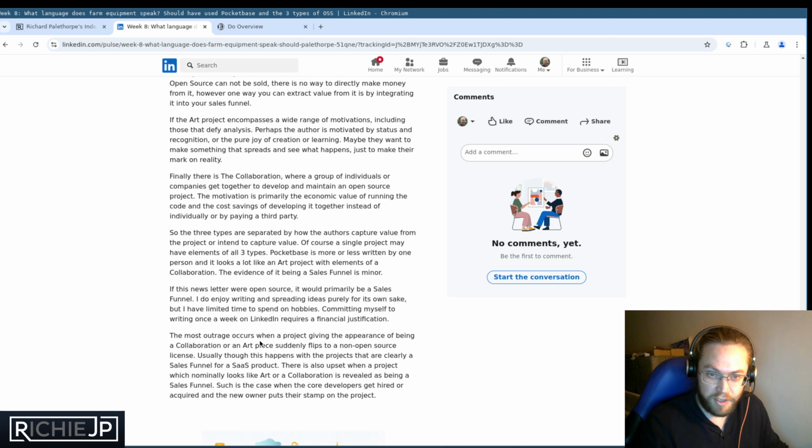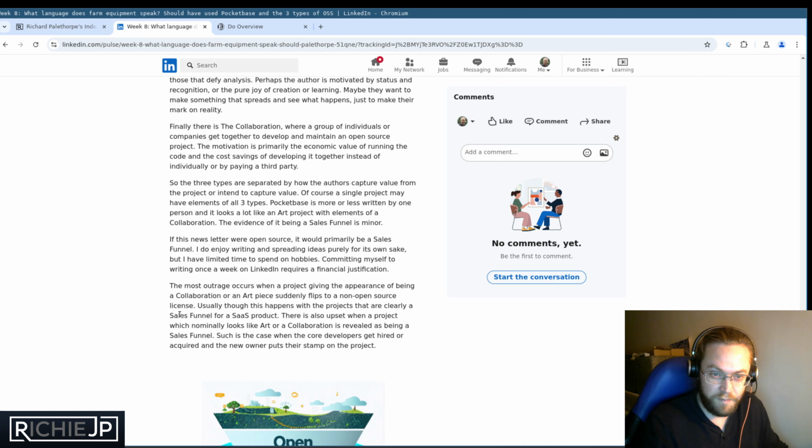The most outrage occurs when a project giving the appearance of being a collaboration or an art piece suddenly flips to a non-open source license. Usually, though, this happens with projects that are clearly a sales funnel for a SaaS product. So think about the times, like MongoDB. I think they switched to a source available license because of Amazon.